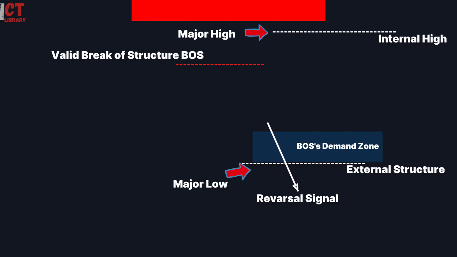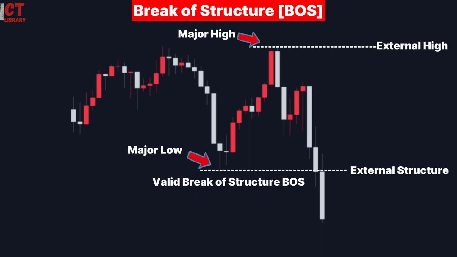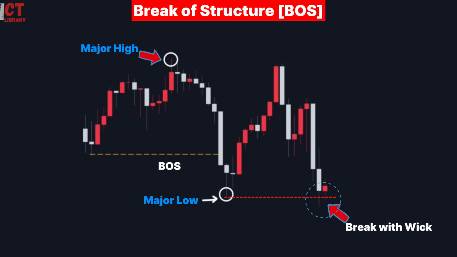Now let's briefly analyze the bearish counterpart. For a valid bearish break of structure, price must break and close below the most recent lower low with the candle body. If price then breaks above the newly formed major high, it signals a potential bullish reversal. However, if price breaks below with only a wick and the candle closes above, while the next candle does not extend lower, we disregard this as a valid BOS.